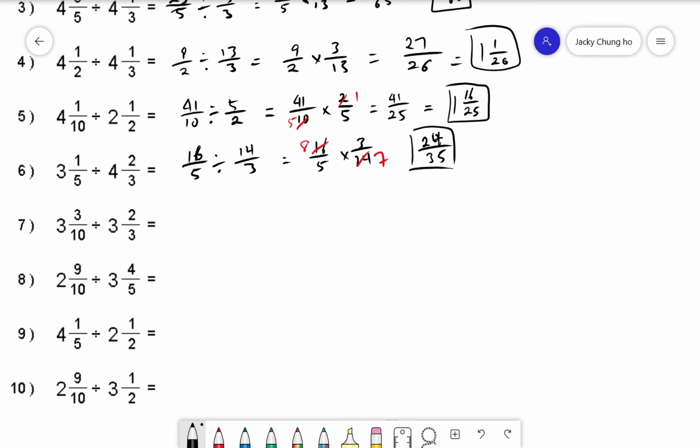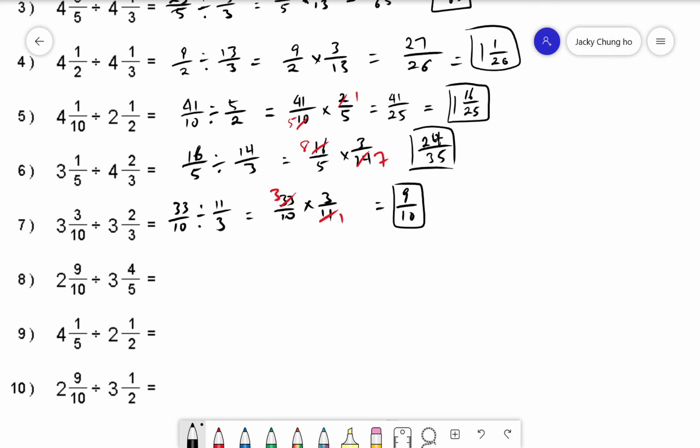Number 7, 3 and 3 over 10 divided by 3 2/3. So it will become 33 over 10 divided by 11 over 3. That's the same as 33 over 10 times 3 over 11. In this case, 33 and 11 can be reduced to 3 and 1 because both of them are divisible by 11. Now 3 times 3 is 9 over 10 times 1, which is 10.